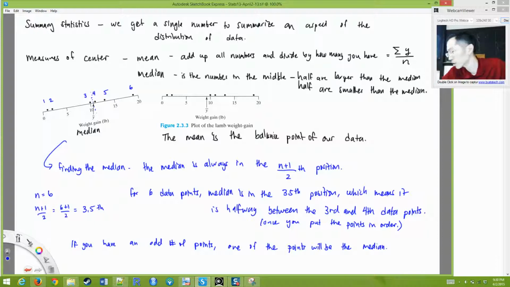I hope you guys are comfortable with finding the mean and the median. It should be okay.